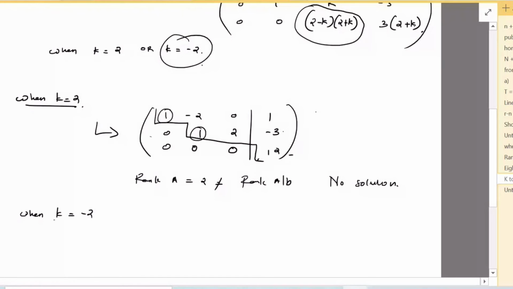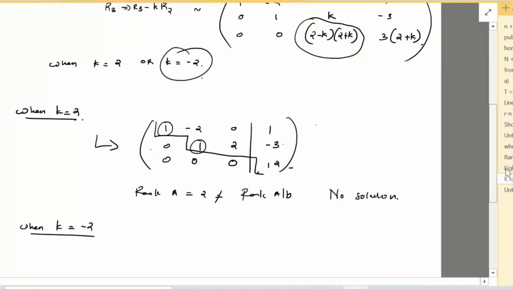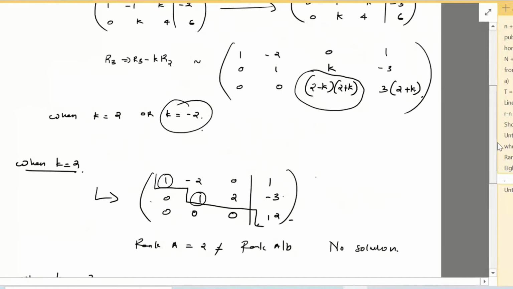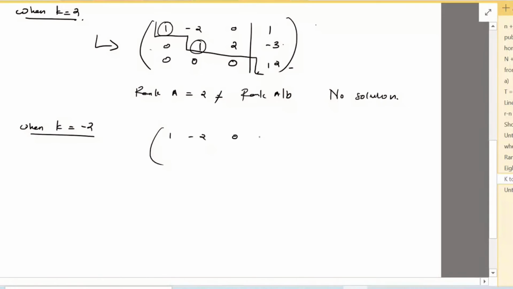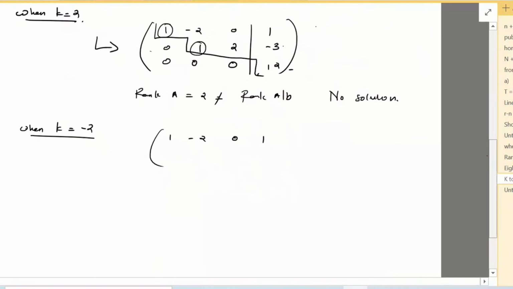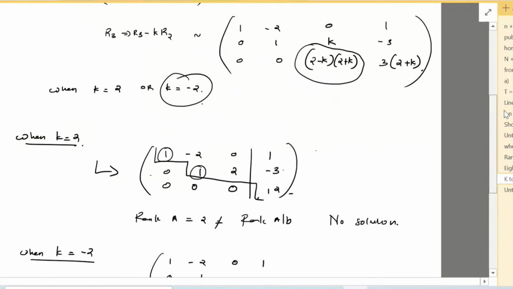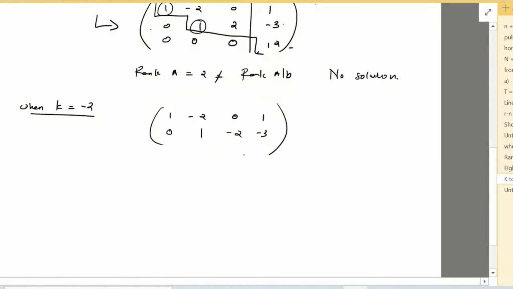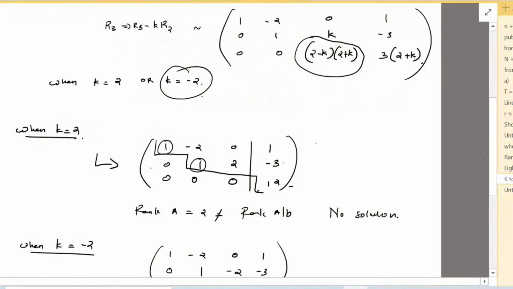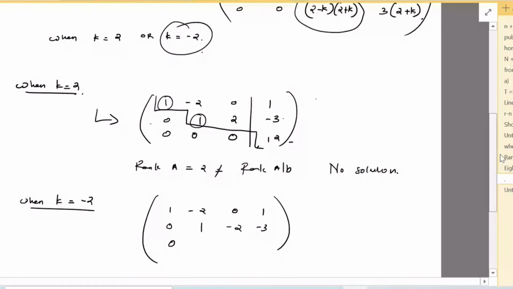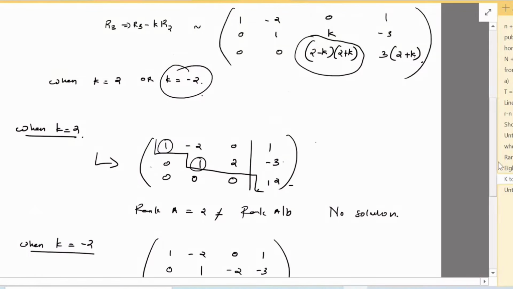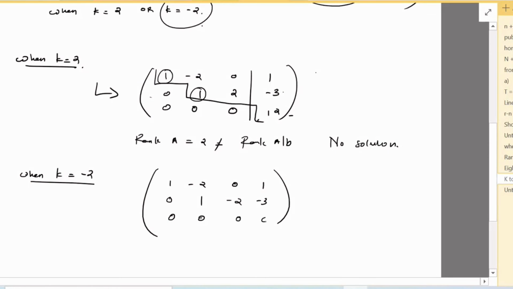So when k equal to minus 2, what will be the echelon form? Substitute the value of k into the echelon form. That will be 1, minus 2, 0, 1, 0, 1, minus 2, minus 3. And the last row will be 0, 0, 0, 0. So this is also in echelon form.